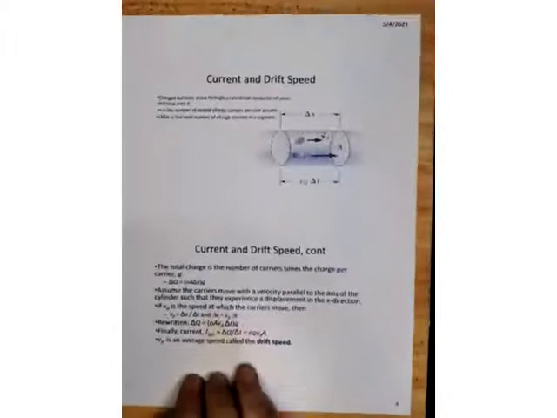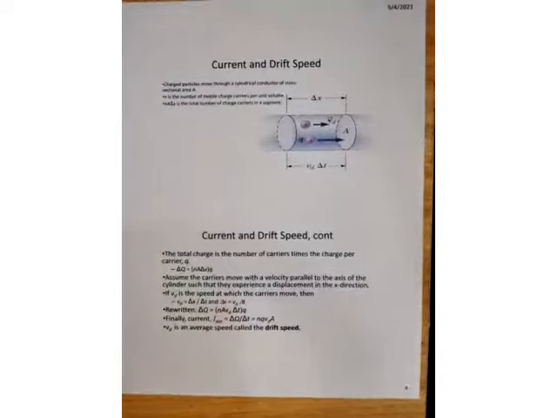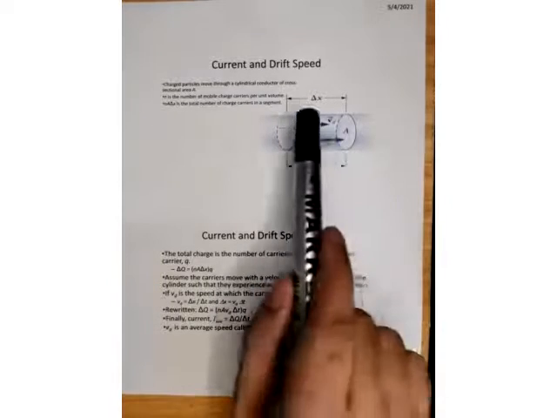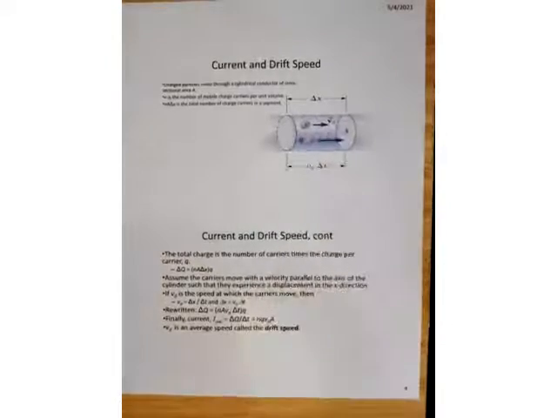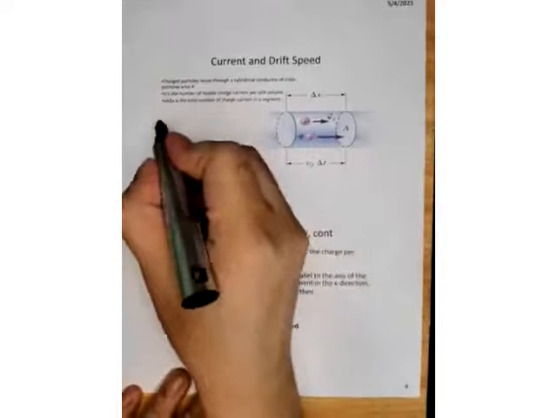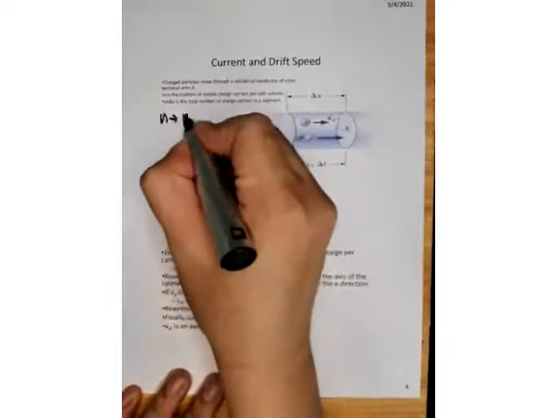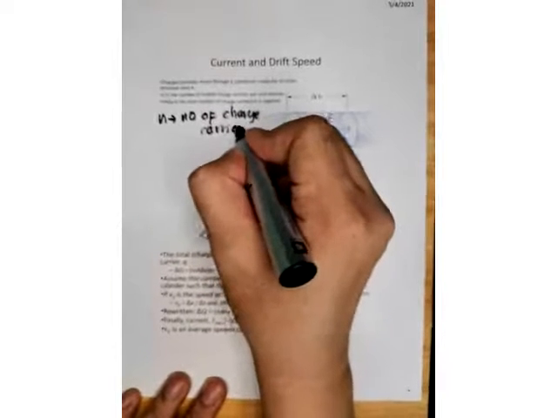Okay, so drift, current, and drift speed. Charged particles move through a cylindrical conductor of cross-sectional area A. So our charged particles are moving. Let's say this is a conductor. N is the number of mobile charge carriers per volume. So NA delta X is the total number of charge carriers in the segment. N is the number of charge carriers. They are the ones that carry the charge.